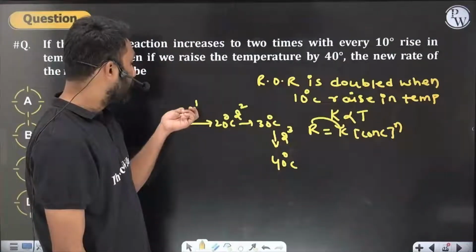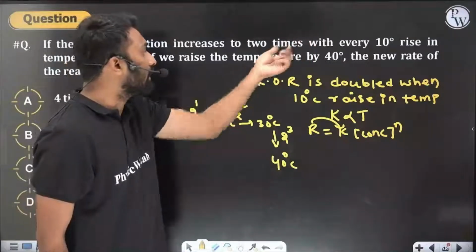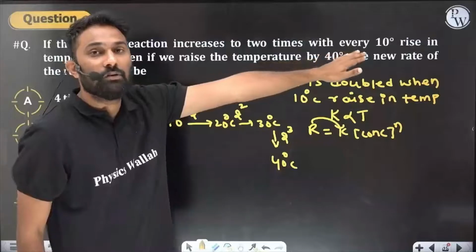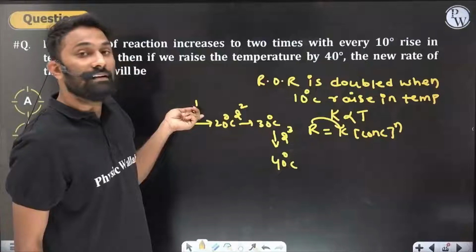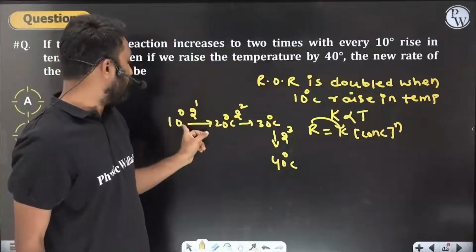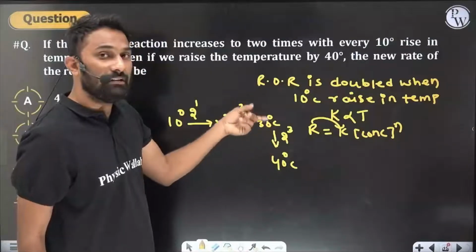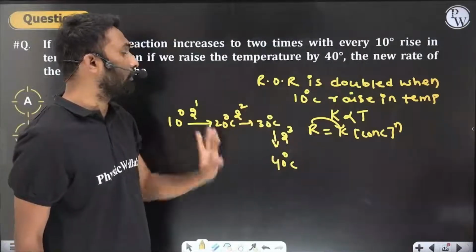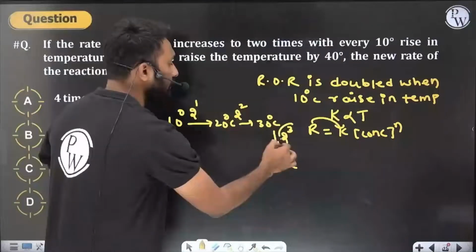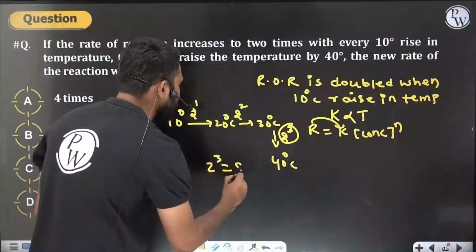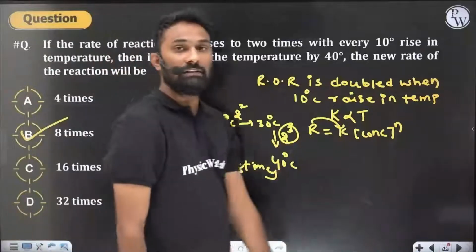Now look here. From 10 degree to 20 degree, you have raised 10 degree. Every 10 degree when you are raising the temperature, the rate of the reaction is also doubling, right? Now 10 degree to 20 degree, 1 double. 20 degree to 30 degree, again 10 we have increased, now double. Now 2 to the power 3. The new rate of the reaction will be 2 to the power 3, equal to 8 times. So the answer will be B. Okay.